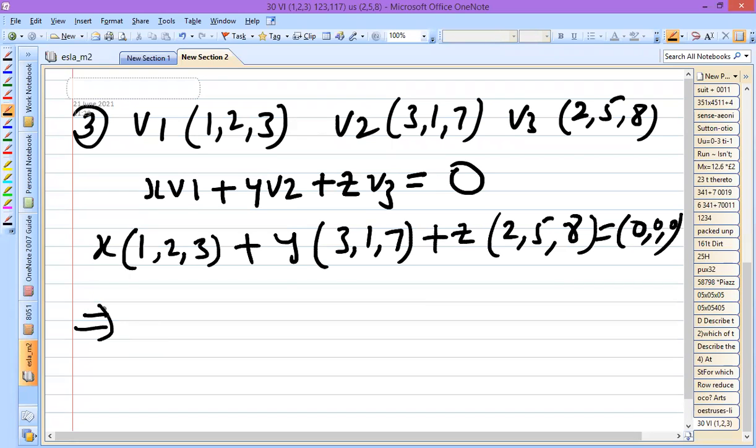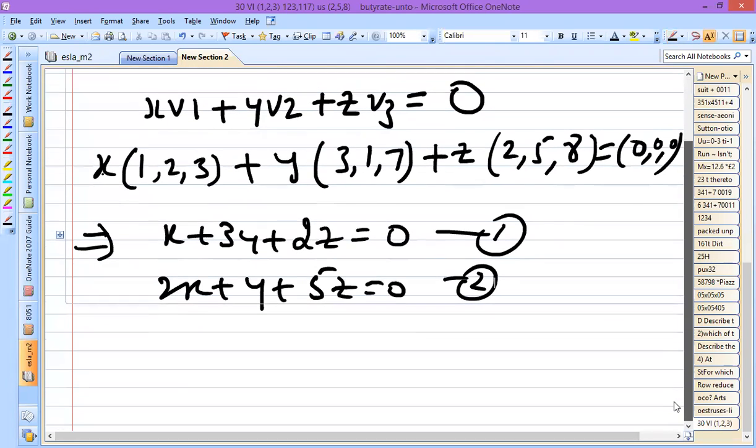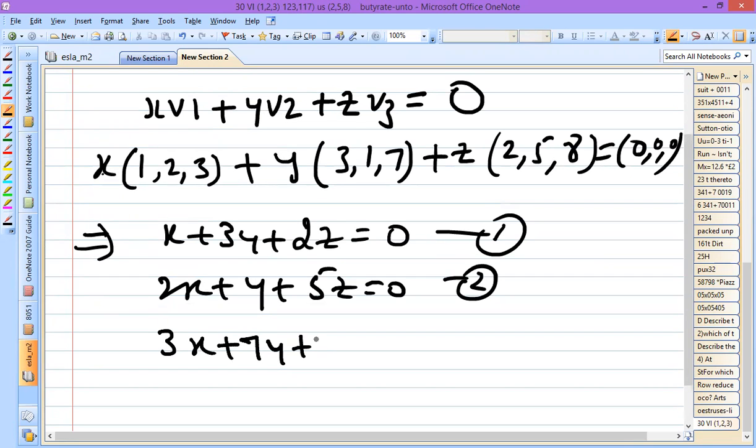So write the 3 equations from this. From this we can write x into 1 is x, plus 3 into y is 3y, plus z into 2 is 2z, equal to 0. This is the first equation. Similarly, x into 2 is 2x, plus y into 1 is y, plus 5 into z is 5z, equal to 0. This is the second equation. And the third equation is 3x plus 7y plus 8z is equal to 0. This is the third equation.